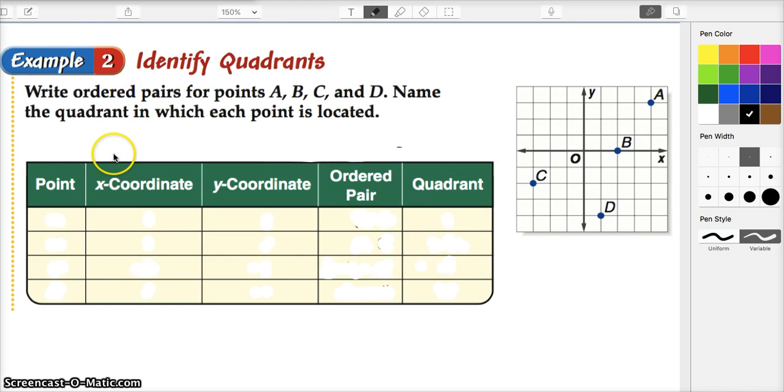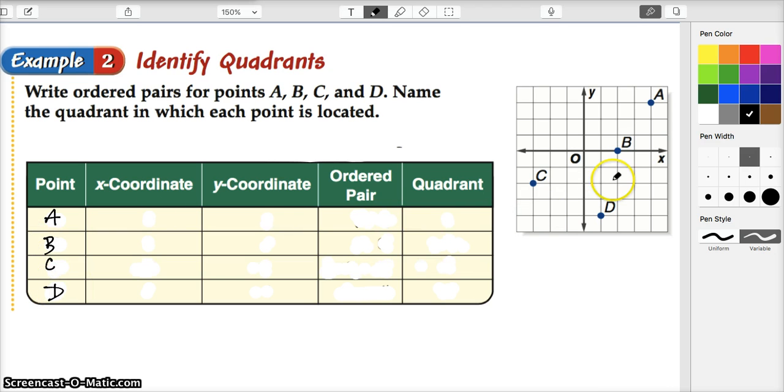Here in example 2, we're asked to write the ordered pairs of A, B, C, and D, then name the quadrant in which each point is located. So the point A, let's go ahead and put it here. Point A, B, C, and D.